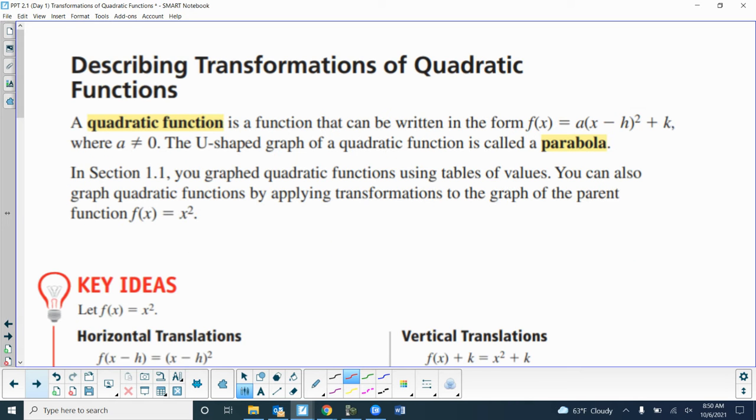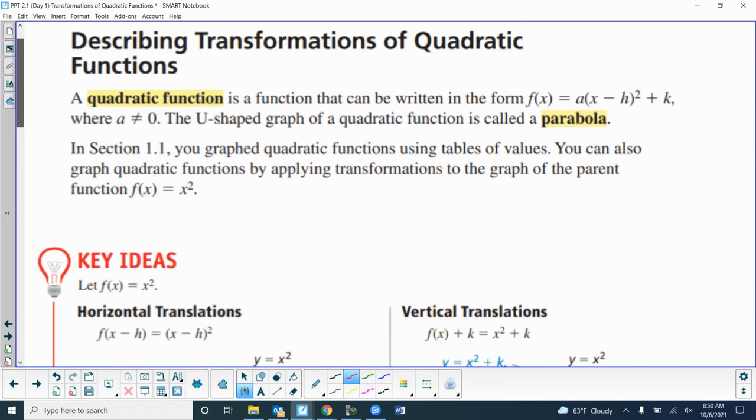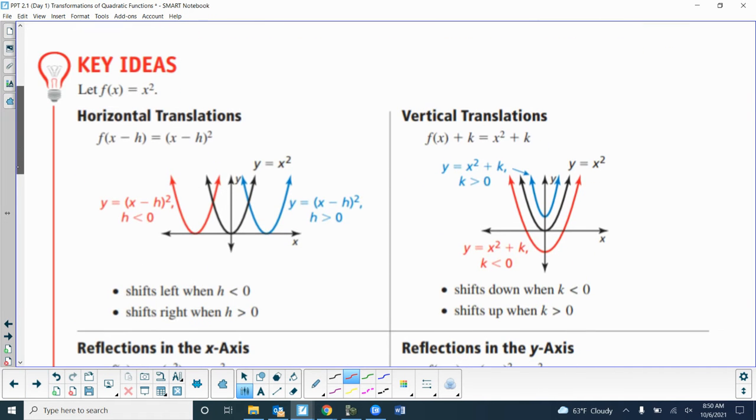All right, so a quadratic function is a function that can be written in that form. Again, that's vertex form, where a is not 0. It's a U-shaped graph called a parabola. We've done this before. Okay? So just reviewing here, you've seen all this stuff.